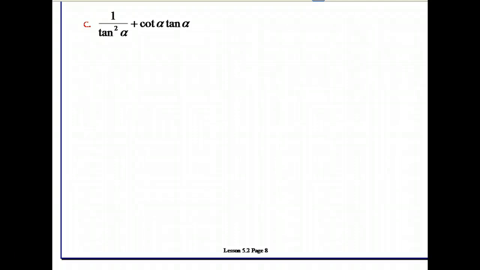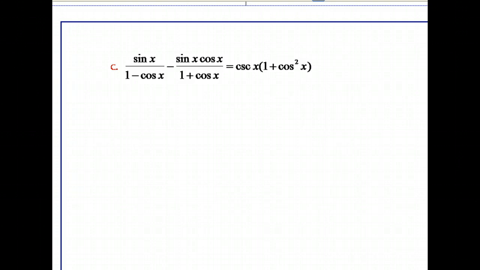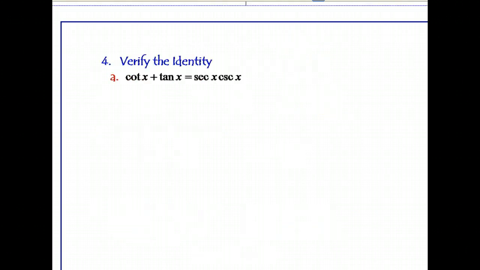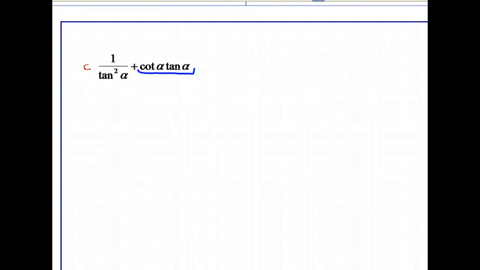Look at this one. 1 over tangent squared plus the cotangent times the tangent. And again, do you have those fundamental identities at hand? If you do, what catches your eye? Maybe over here, this catches your eye. Tangent and cotangent. What do you know about tangent and cotangent? Do you know tangent and cotangent are reciprocals? Do you know what happens when you multiply a reciprocal? So 5 times 1/5 is 1. 7 times 1/7 is 1. So tangent times cotangent, what is that going to be? Those are reciprocals. When you multiply reciprocals, you get a 1.